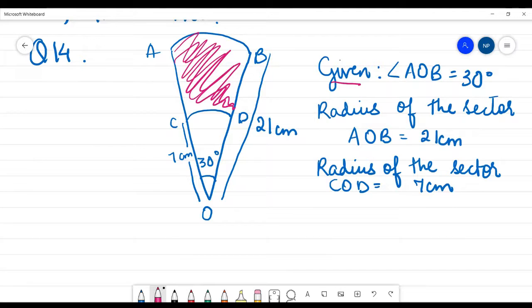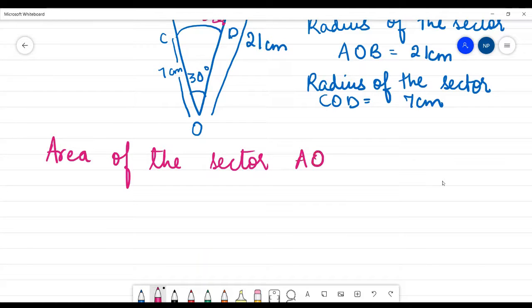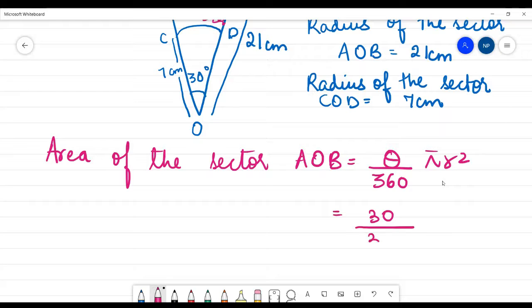Alright. So how to solve this? We will take the area of the bigger sector minus the area of the smaller sector. So let us move with the solution. Here, after writing what is given, you will write area of the sector AOB. Area of the sector AOB is theta upon 360 degree into pi r square. So theta is 30 upon 360 into pi is given as 22 by 7 into 21 into 21.